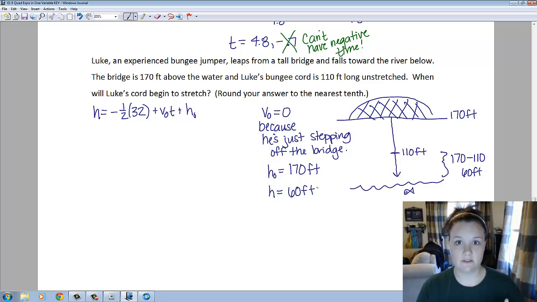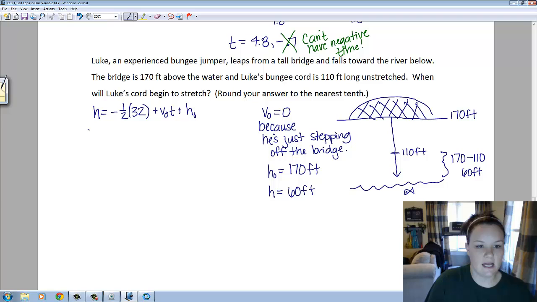I'm going to go ahead and simplify this. Negative 1/2 times 32 gives me negative 16. Whoops, and I forgot my t squared. t squared plus 0t plus 170. Now 0t, since there's 0, that's just 0. So I'm going to go ahead and rewrite this as 60 is equal to negative 16t squared plus 170.